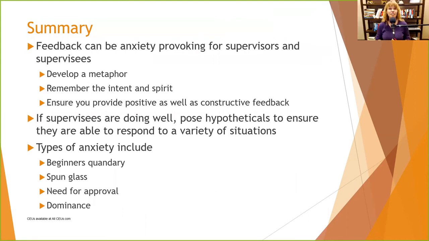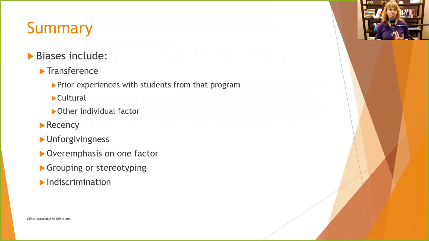Ensure when you provide feedback, you provide positive as well as constructive feedback. And if supervisees are doing well, make sure to pose hypotheticals to ensure they're able to respond in a variety of situations, not just when things are going great. Types of anxiety to be aware of include the beginner's quandary, spun glass, need for approval, and dominance. Biases include transference, such as prior experiences with students from that particular program, cultural biases or biases based on other individual factors, recency biases, unforgivingness, overemphasis on one factor, grouping or stereotyping, and indiscrimination.